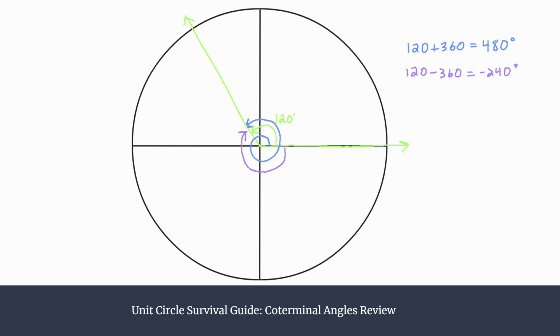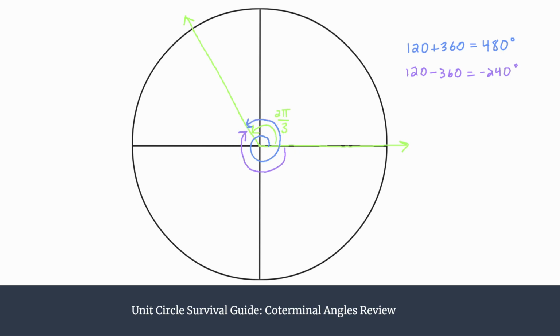All right, so now let's switch into radians. So instead of labeling that original angle in green, 120 degrees, we can label it 2 pi over 3. Conceptually, of course, this works exactly the same as it did in degrees. You can rotate an additional full rotation in the counterclockwise direction or in the clockwise direction.